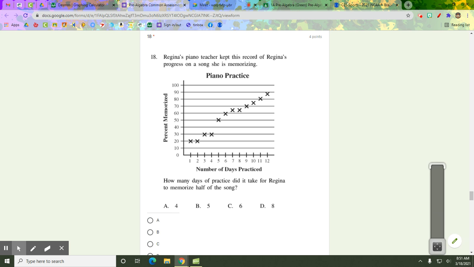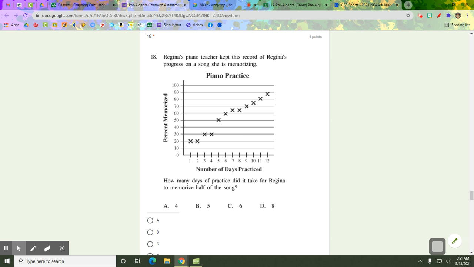Number 18. Regina's piano teacher kept this record of Regina's progress on a song she's memorizing. How many days of practice did it take for Regina to memorize half the song? So we're looking at days. Okay. How many days did she practice total? 12. We know that because it's right on our graph. What's half of 12? 6. If you go to 6, how many days did it take for Regina to memorize half the song?